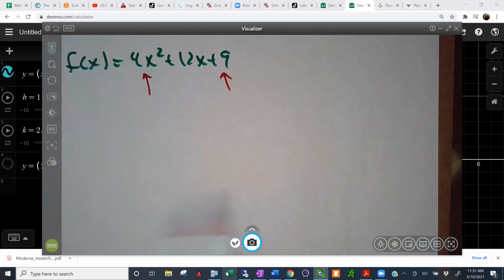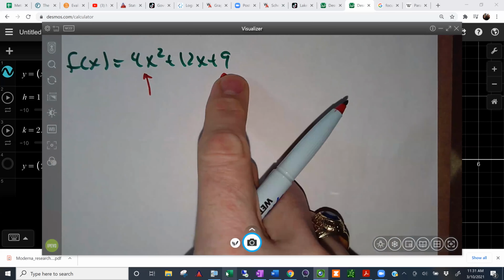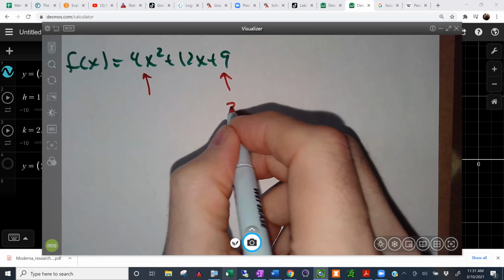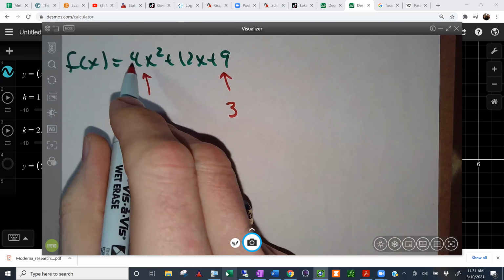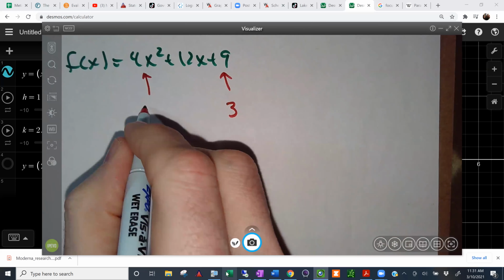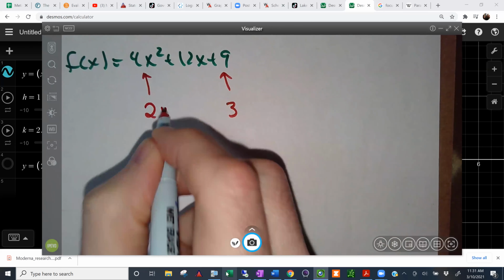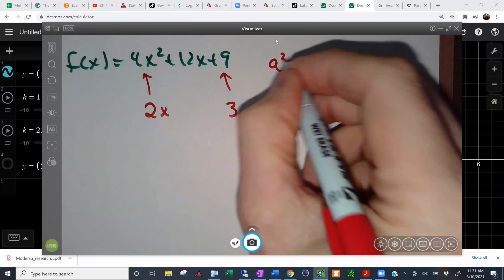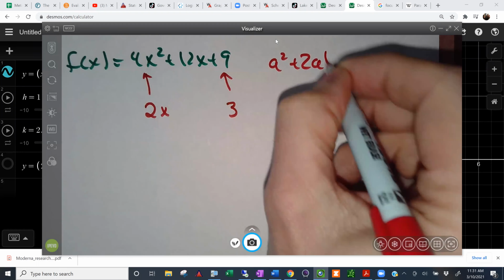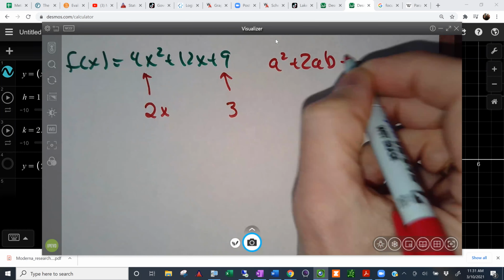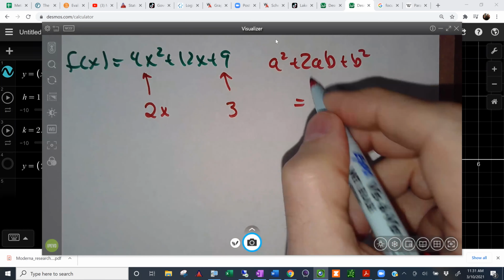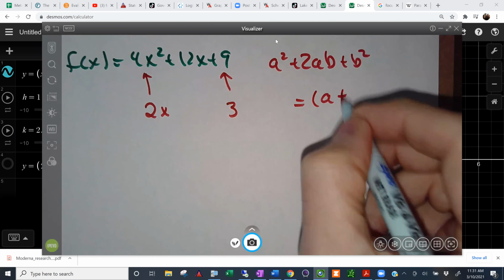These are perfect squares. What would I square to get 9? 3. What do I square to get 4x squared? 2x. Thank you both. So 2x. Now, when you're factoring things, one of the special forms that you can run into is this: a squared plus 2ab plus b squared. And if you factor this out, it turns out that this is really a plus b squared.